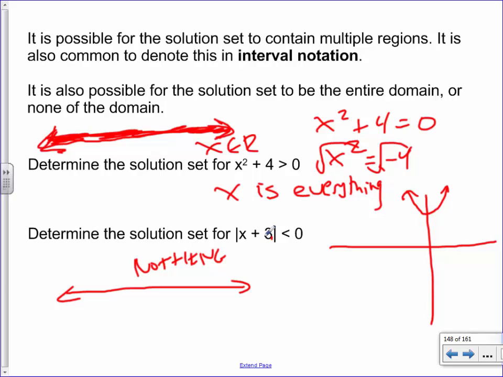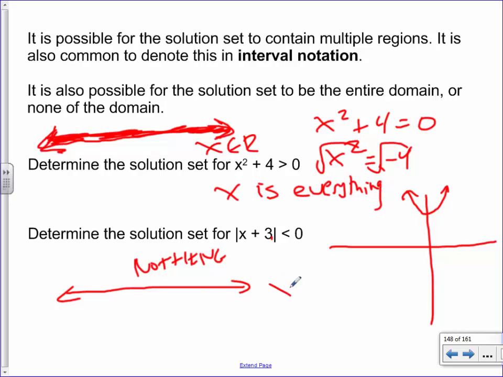You can even try some. If you plug in 1, 1 plus 3 would be 4. 4 is not less than 0. You might try -7. -7 plus 3 would be -4. But then you have to make it +4. And so, do you guys get what I'm saying here? Literally, there is no way for this to work. So if you draw the empty number line, that would work.